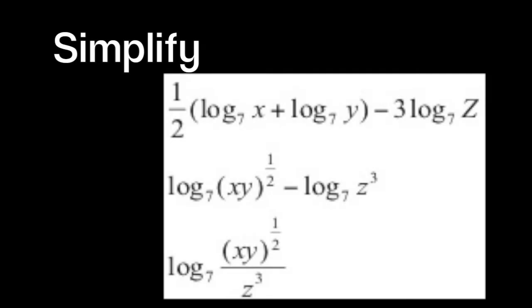In this problem, the first step will be to combine the log base 7 of x and the log base 7 of y using the logarithmic product property so that it becomes one log base 7 of xy. Then you can move the 1/2 before the log to the exponent of the argument. Since they have the same base, you can then combine log base 7 of xy to the power of 1/2 with log base 7 of z cubed using the logarithmic quotient property, and you will end up with log base 7 of xy to the power of 1/2 divided by z cubed.